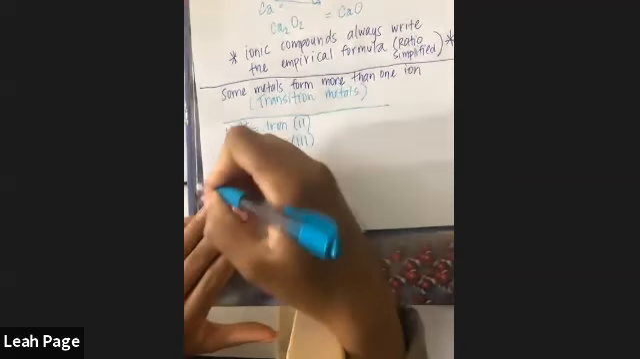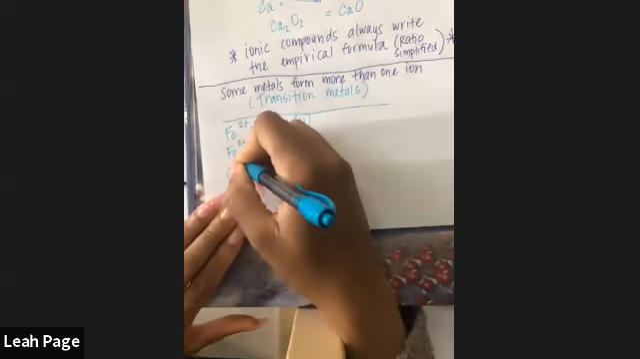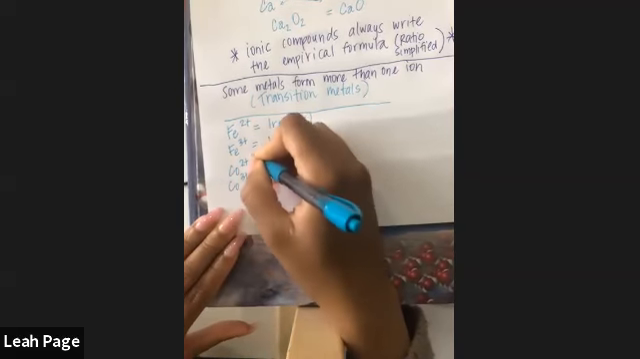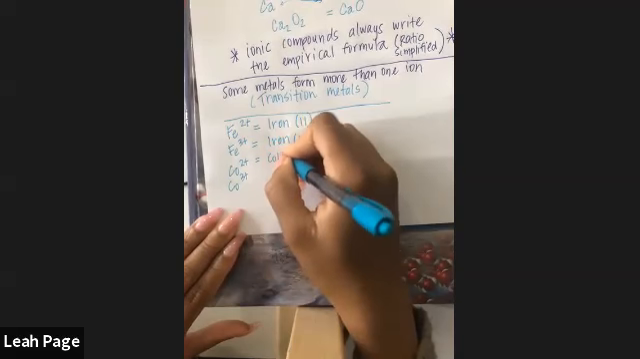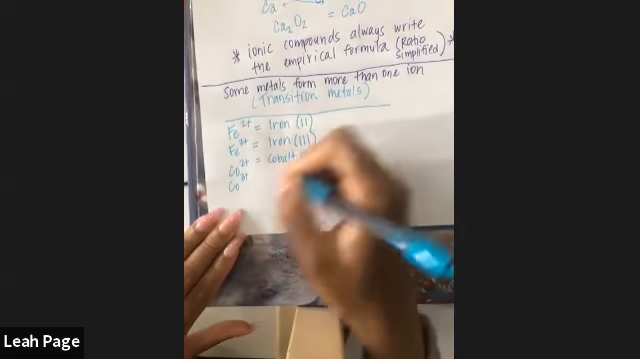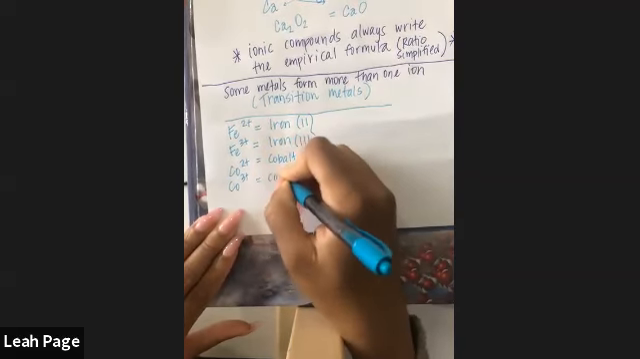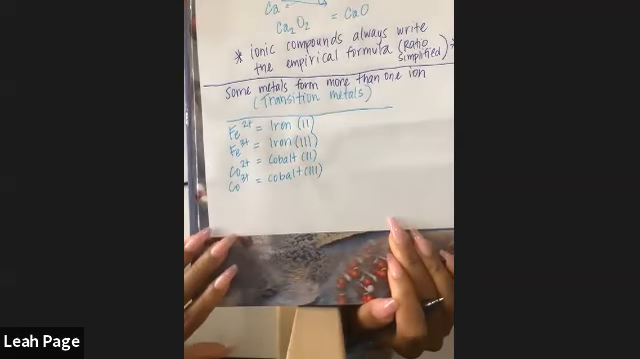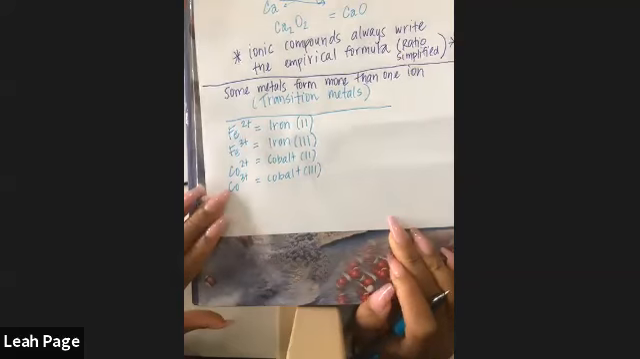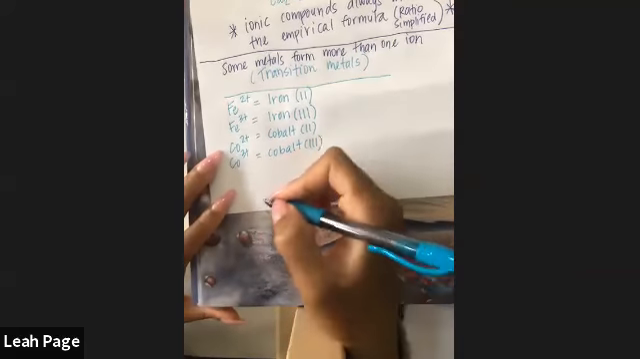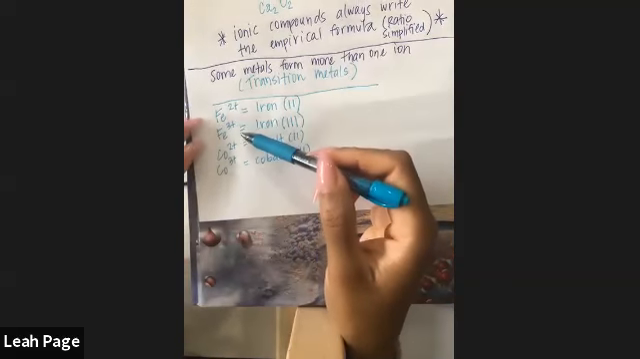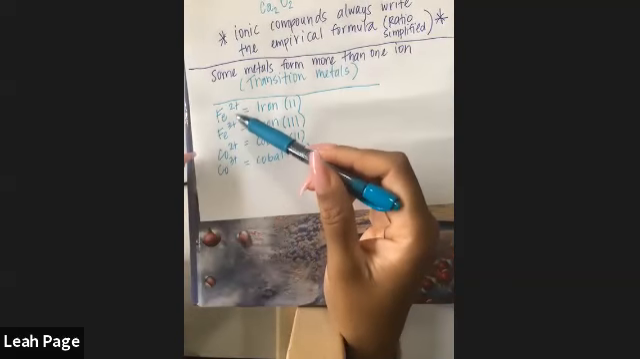We can also have cobalt 2+ and cobalt 3+. We'd say cobalt 2, cobalt 3, like this. How do we know the charges on them? These are the only charges. So this is what I mean by the transition metals.